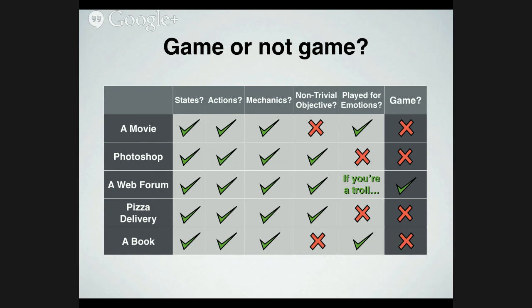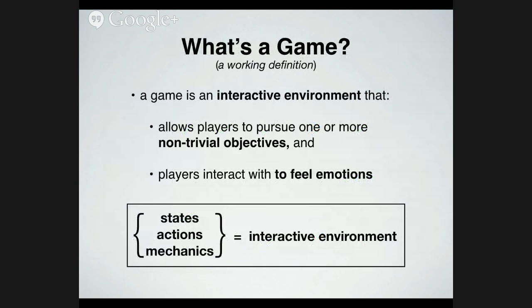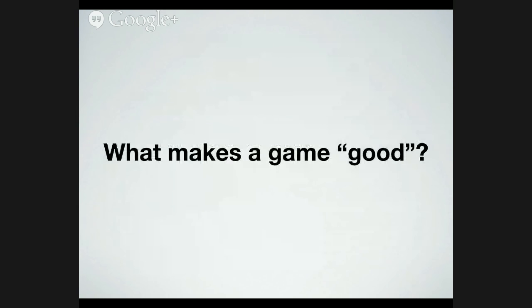So let's go forward. Like we heard earlier, a game is about being in some kind of interactive environment where you can do stuff as a player in pursuit of non-trivial objectives, and players pursue these things for the purpose of feeling emotions. All of these things together, states, actions, and mechanics, define some kind of interactive environment, and that's what you're going to be building. Okay, so what makes a game good?